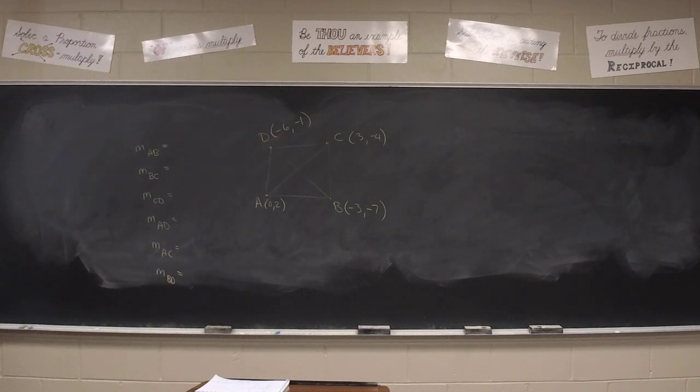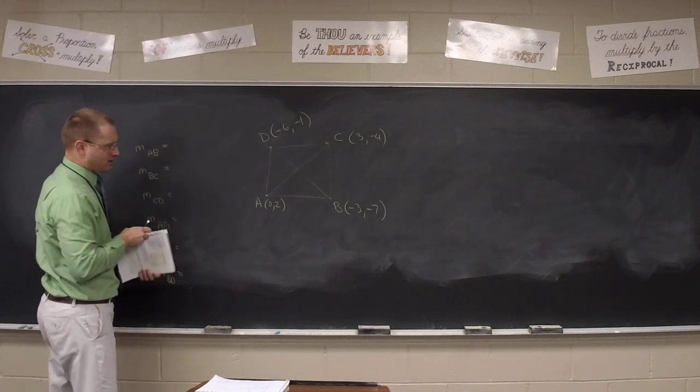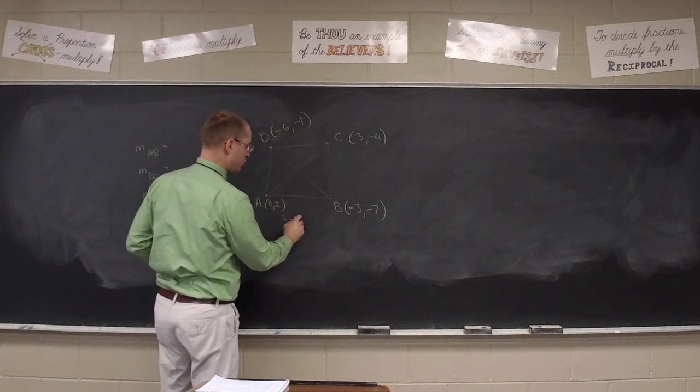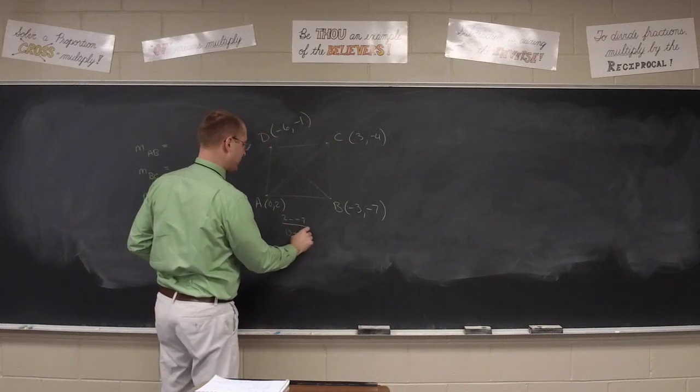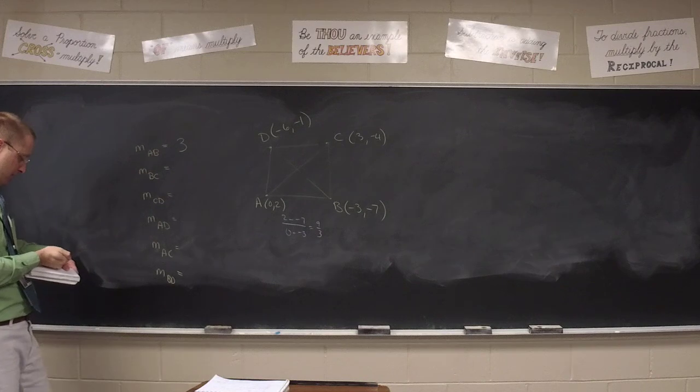All right, so let's see what we got here. For AB's slope, you had -3. I had a positive 3. 2 minus -7 over 0 minus -3. I got a 9 over 3 or positive 3 for that slope.